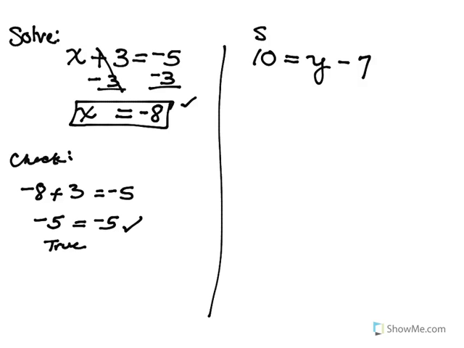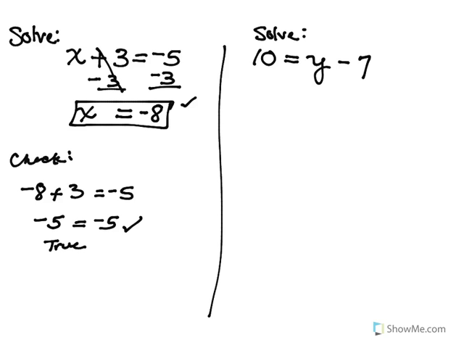Next, we're solving here. In order to solve, you need to know what you're solving for. The variable I'm solving for is the y. So when I look at this equation, 10 equals y minus 7, I need to figure out how to get the y by itself on one side. So since the y is on the right side, I'm just going to try to keep it there, but get it by itself.